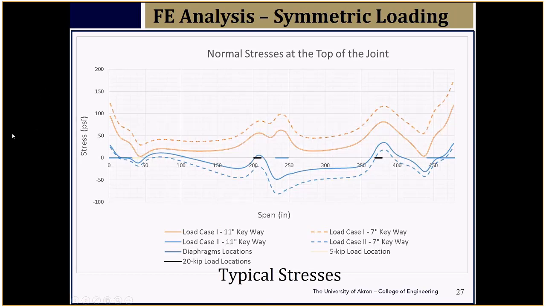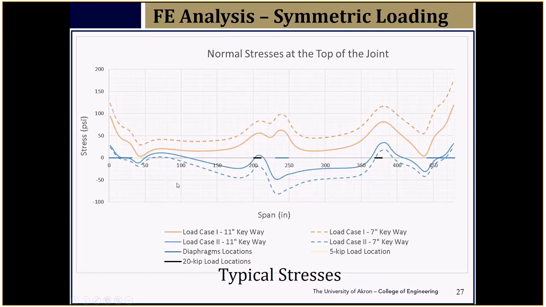What you see here are 4 curves. For load case 1 and load case 2, one causes tension at the top, the other one causes tension at the bottom. And we have a 7-inch deep keyway and an 11-inch deep keyway. So that makes it 4 curves. And then we have this dotted line or broken line and the solid line. So the dotted line or broken line is for 7-inch deep keyway, and the solid line is for 11-inch keyway.